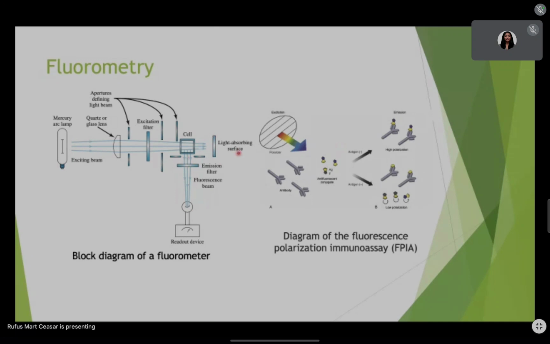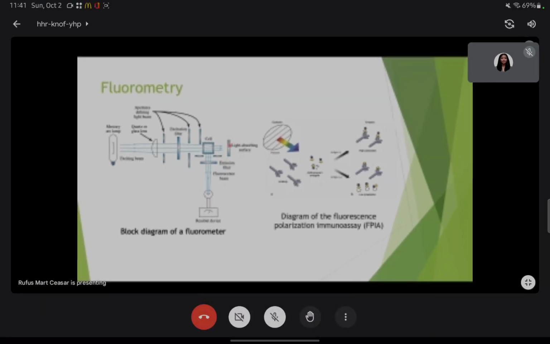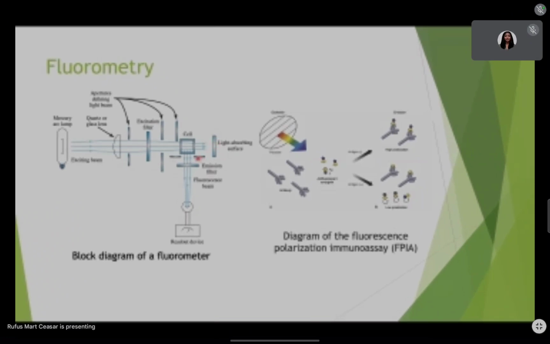Kasi, pag naka-straight siya na ganun, edi mababasa din ng detector yung incident light natin. So, kaya merong light absorbing surface din dito para hindi magkaroon ng stray light from the mercury arc lamp. Dapat ang minemeasure na lang dito ay yung emission ng fluorescence ng sample. Tapos, pag after nun, meron tayong detector. So, detector, tapos readout.